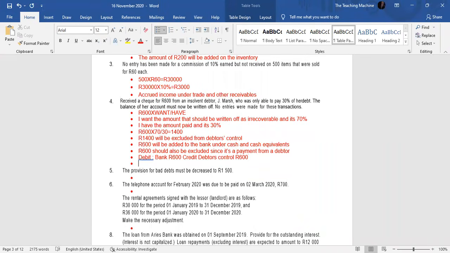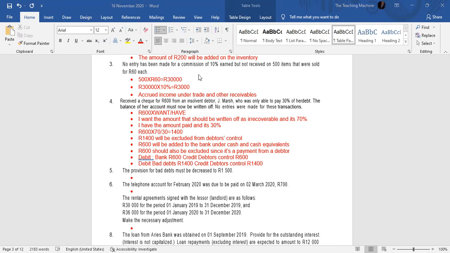With regards to the credit losses, the bad debts, we're going to debit bad debts of how much? 1,400, and then credit the debtors control 1,400. So our equation balances. The way we treated this information is absolutely correct. Okay. Any question?